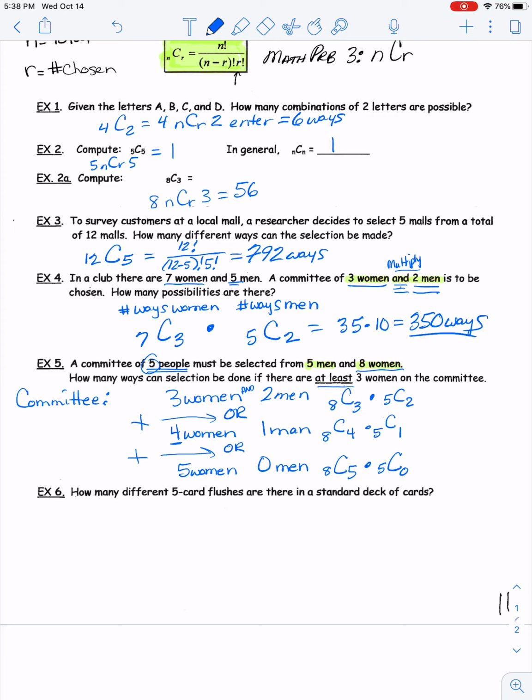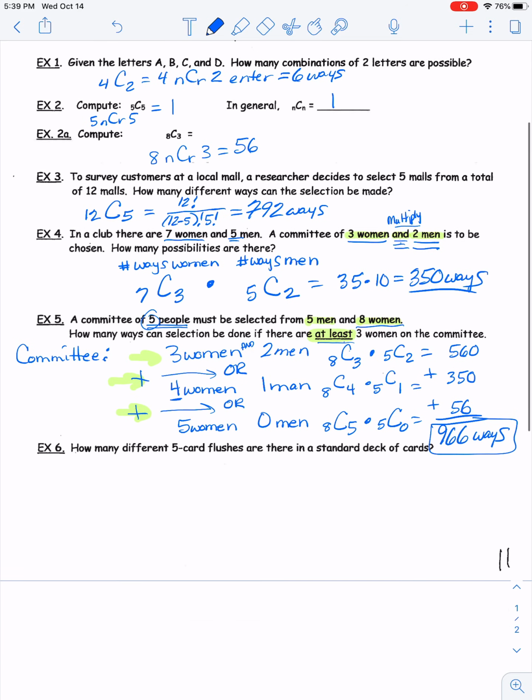So if we do these individually and multiply them out, the first one comes out to be 560 ways, plus the second one should be 350, plus the last one here is 56, and if you get a total, there are 966 ways to select that committee. That's a lot of thinking for those people picking that committee. And again, all of this happened because of this "at least" right here. That's why I had to have these 3 scenarios to add up.